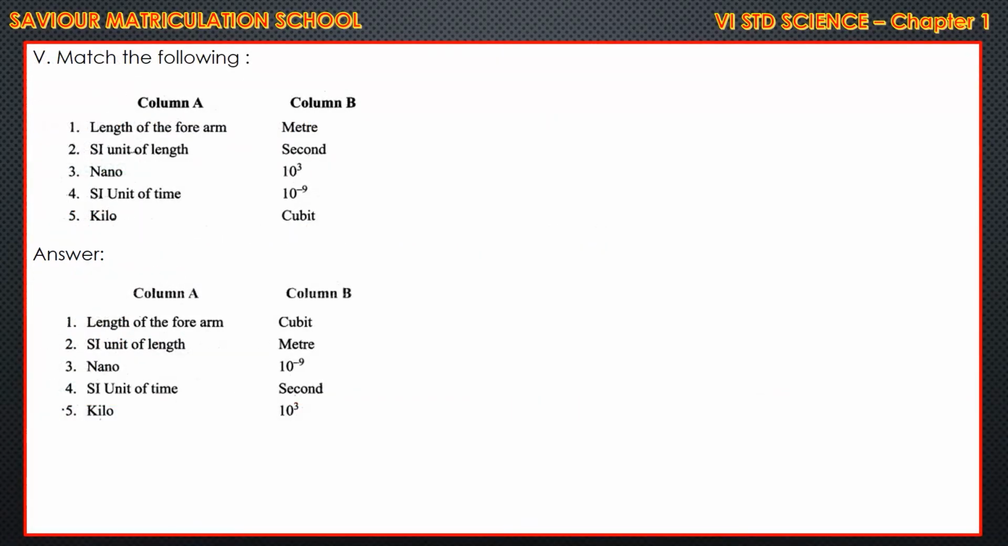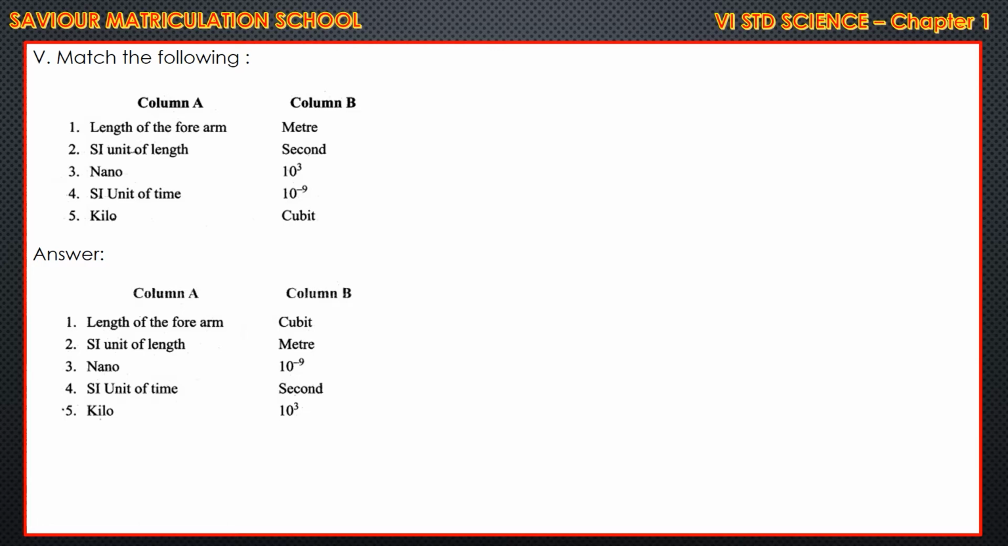Roman number 5, match the following. So the answer is given here children, that is for the first one in column A, length of the forearm. So answers in the column B. So first answer is cubit. So for length of the forearm, what's the answer children? Cubit. And the second, SI unit of length, for that answer is meter.